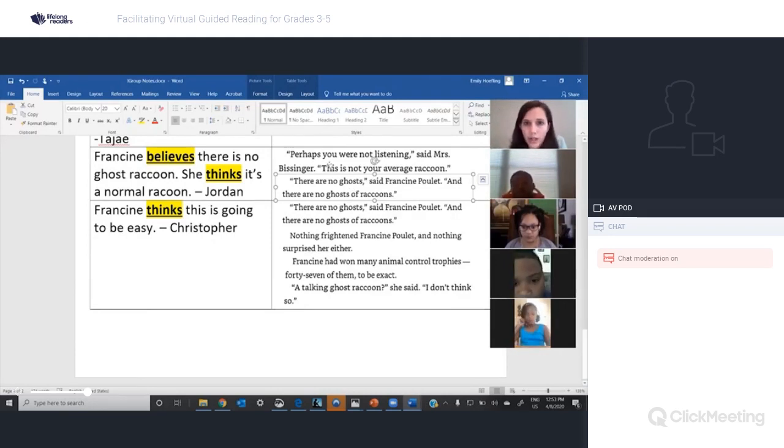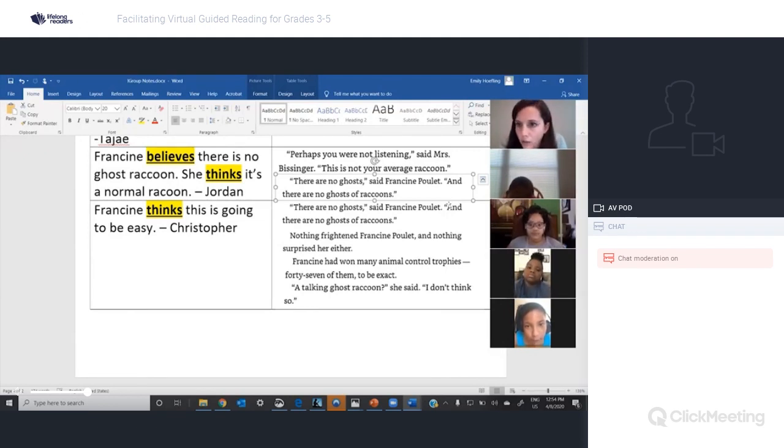Okay, Christopher, let me summarize what he said. He said this piece does not prove it: perhaps you are not listening, this is not your average raccoon. It doesn't prove that Francine believes there's no such thing as a ghost raccoon. He says the second piece is really nice. It does prove that. So, Jamila, what do you think? I think one piece proves it. Is the piece proving it the first piece or the second piece? The second piece. Okay, so you're on the same page with Christopher. I think it's the second.